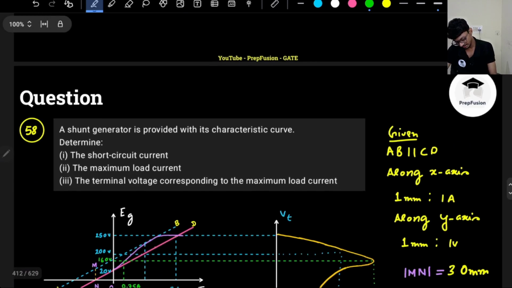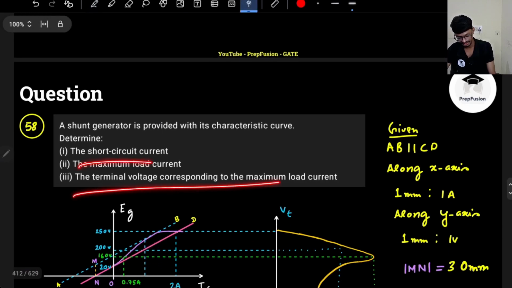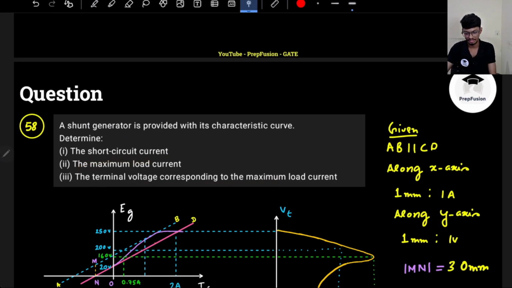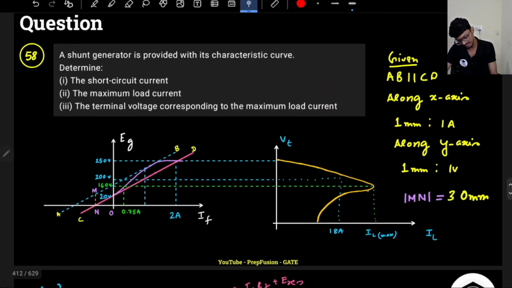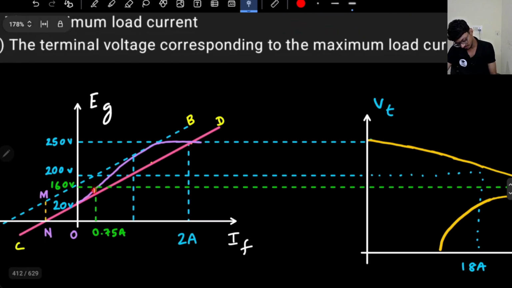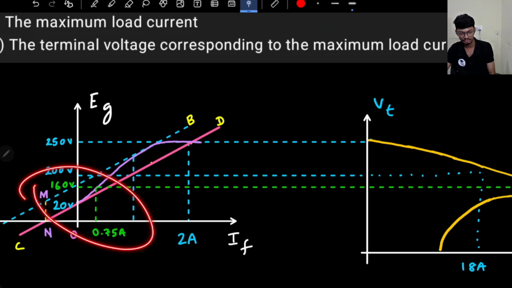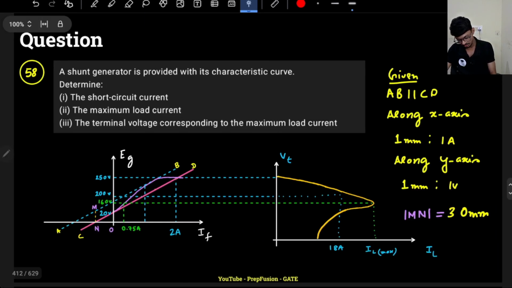Okay, now let's move on to the second one, that is the maximum load current and the voltage corresponding to the maximum load current. When does the maximum load current happen? One more point they have given me is the developed voltage at maximum load current, and the field current as 0.75 amperes. This is actually very useful to me, because they have given me Eg and the field current.